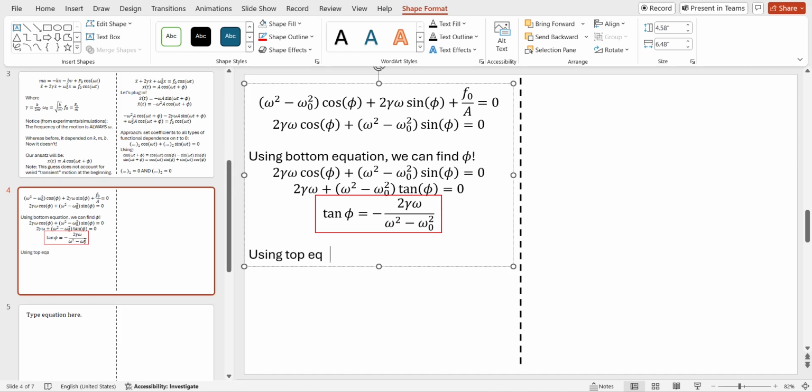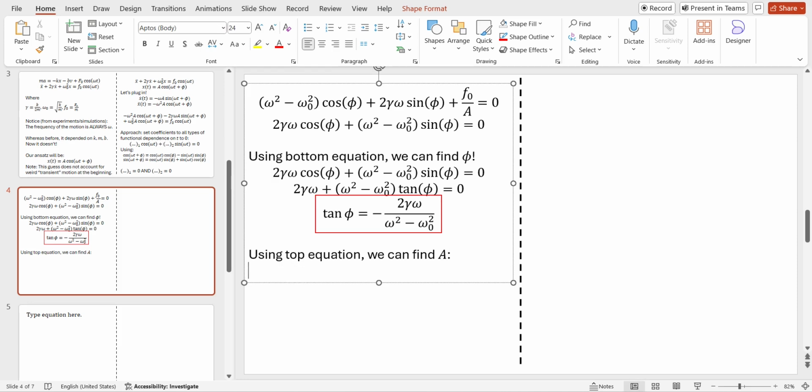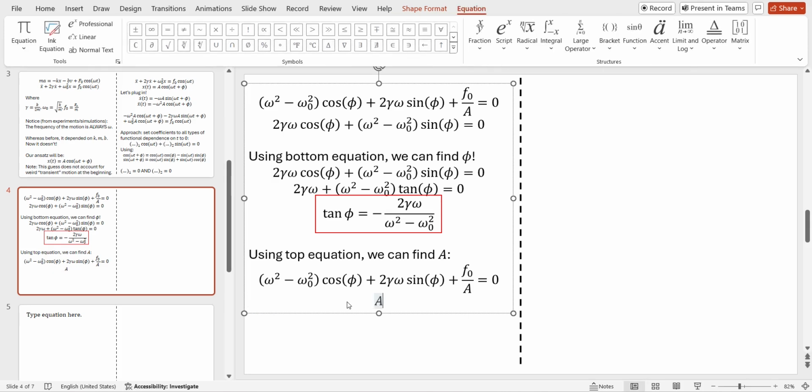So now we want to find a, and we're going to use the top equation because now we already have phi, so we can use it in that equation there. And so what I do is I believe I solve for a at this point in terms of phi. So yeah, what do I do here?